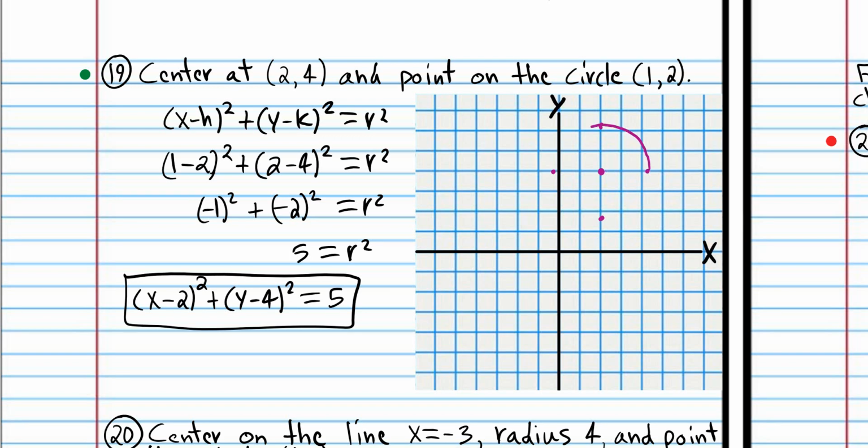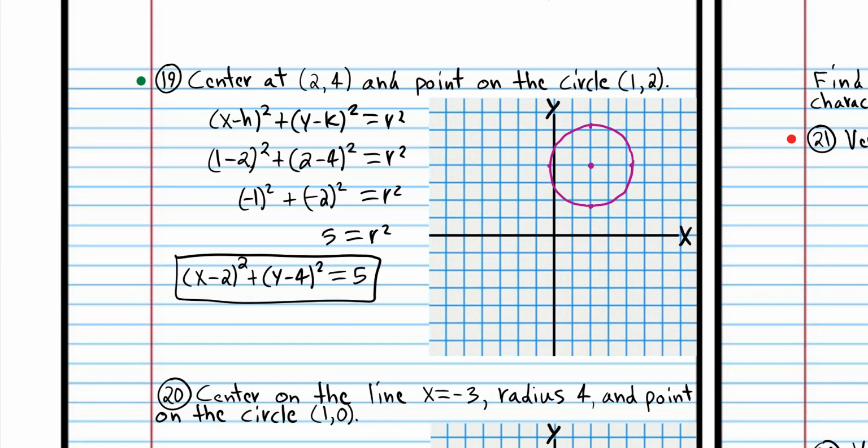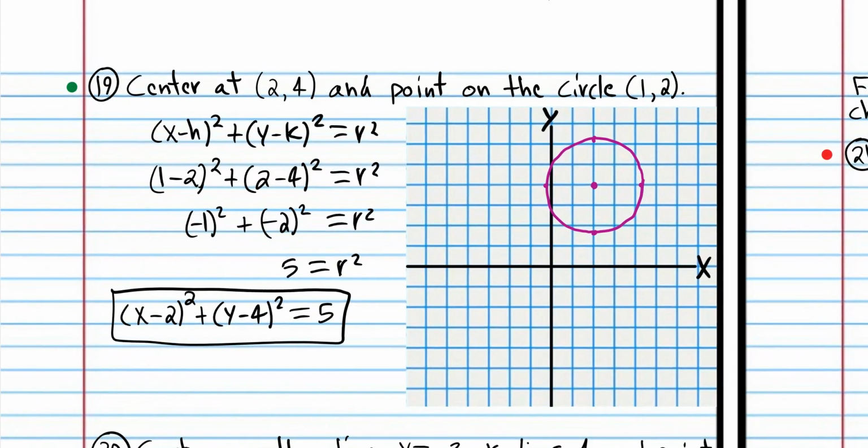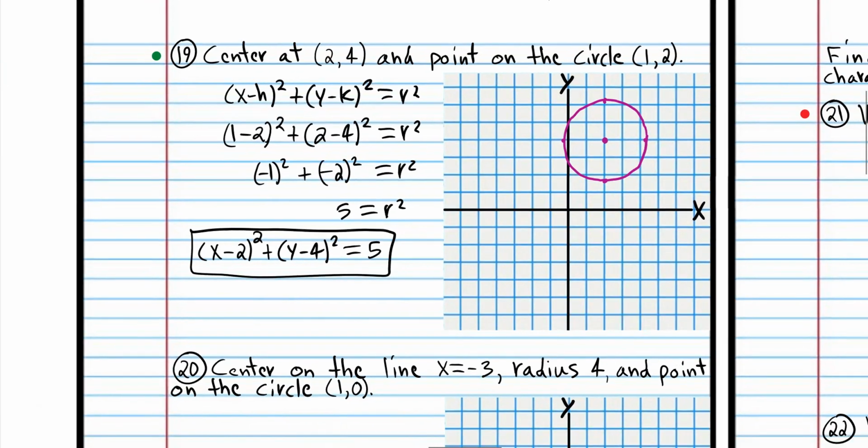And connect the dots. So there's your equation and your graph of the circle. So if you got that one right, excellent. Technically, the circle should be going through this point 1, 2, but again, your graph doesn't have to be perfect.